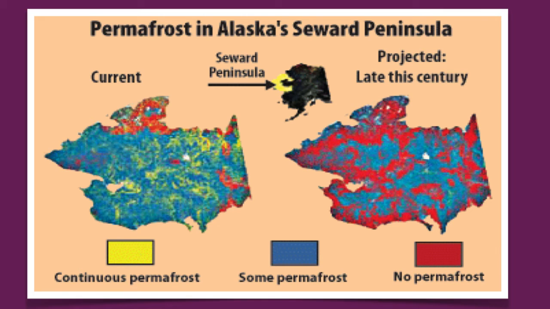Alaska's permafrost: you can see continuous permafrost was there, the yellowish part. Some permafrost is there in the Seward Peninsula, and later this century we are expecting that no permafrost will be there. See the red color, no permafrost will be there. Previously, very few areas had no permafrost.